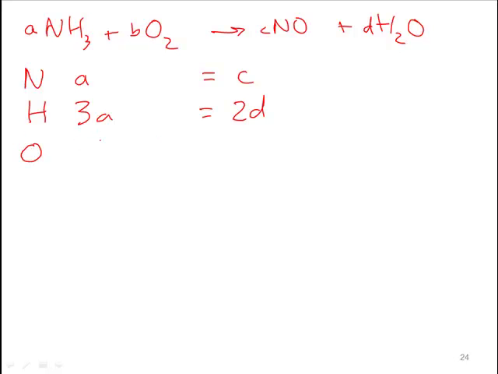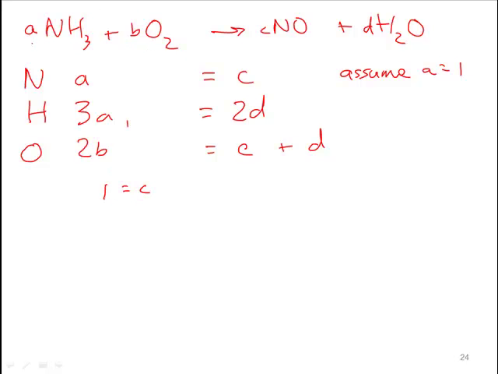Then I look at my last element, which is oxygen. 2 times B. There's none in the first NH3, then C, and then there's D. There's an oxygen in each of those. Now, once you have these 3 equations set up, all you have to do is make an assumption. Okay? You assume that A equals 1. So, A equals 1. If A equals 1, then C equals 1.